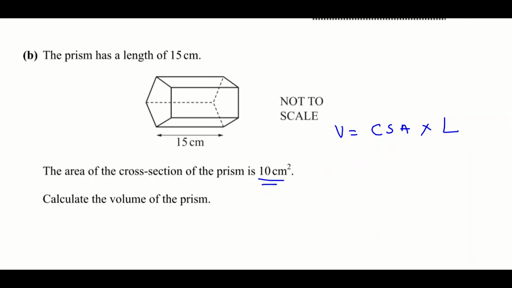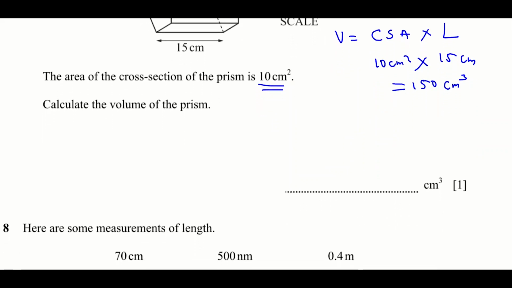So the cross section area is given as 10 squared centimeters. Then multiply by the length, which is 15 centimeters. So if you multiply this by this, you get 150 cube centimeters. So that will be the volume of the prism.